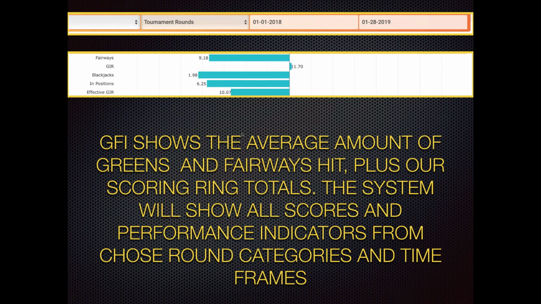If we look here under our GFI, it shows you the average amount of greens and fairways hit, plus or minus, and plus our scoring rings. Our scoring rings are blackjacks, in positions, and effective greens, and you can do the math and create your out of positions as well. The beauty is you can come in here and look at tournament rounds, practice rounds, qualifying rounds, or all rounds together. You can search as much data as you have in the system, as short as a single tournament round, or how did I play in the 2018 season. So the functionality of the GFI allows you to show growth and movement and where things are at certain times.